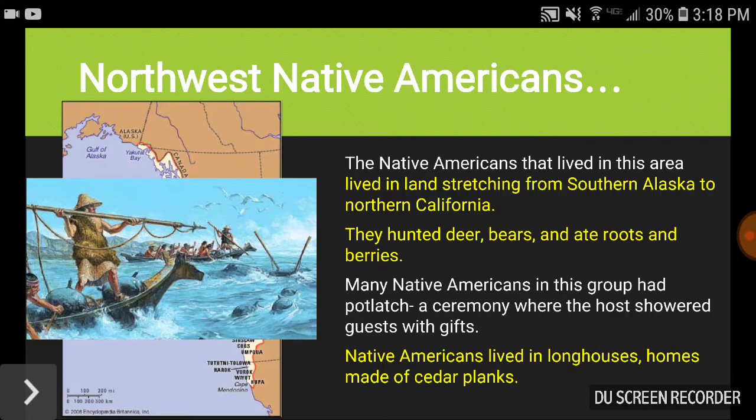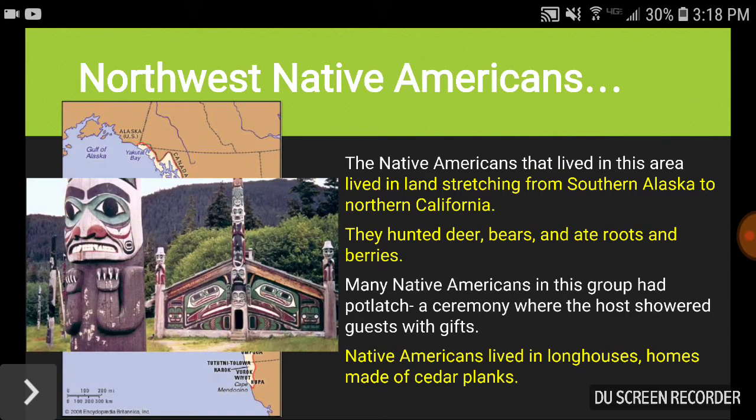Another difference that makes the Northwest Native Americans very unique is their types of housing. So instead of like the far north Native Americans that lived in igloos or in those ice houses to protect them from the harsh winters, this region, the Northwest, is very densely wooded. And so what Native Americans did is they created longhouses, which were basically made of these long cedar planks that they cut down from the trees, and they made them into structured houses.